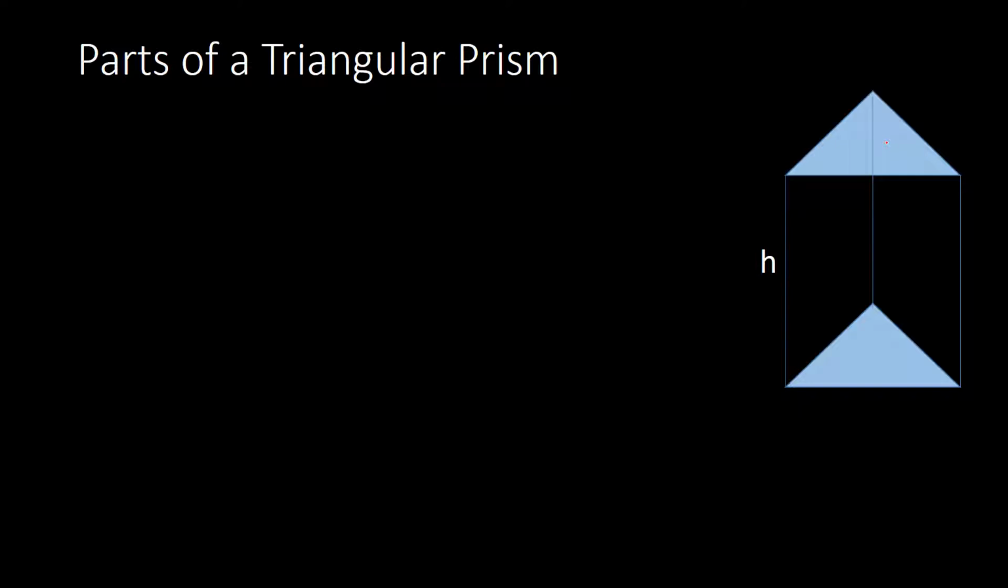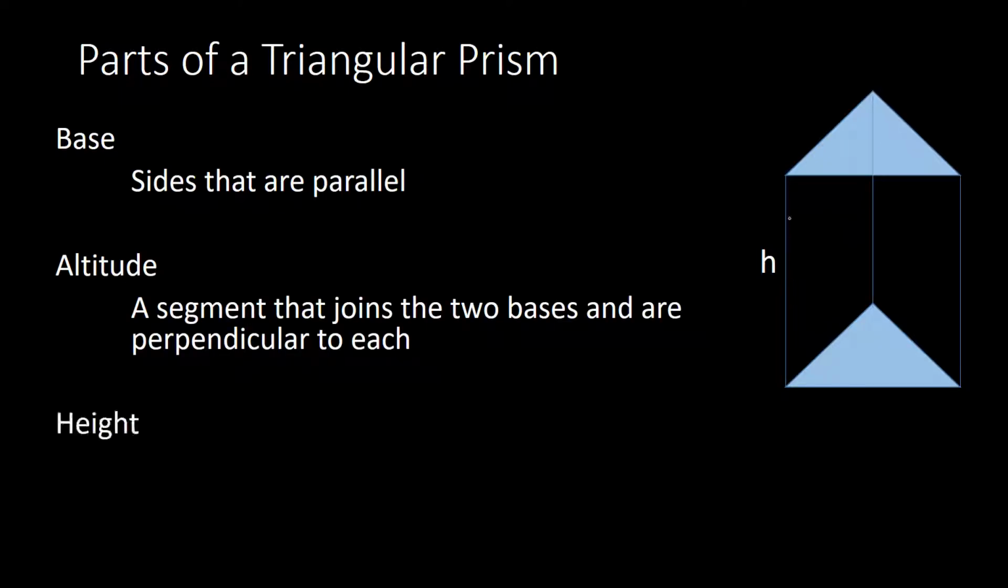For a triangular prism, the terms are the same as with a rectangular prism. We have the base, which would be the sides that are parallel, and then we have the altitude, which is the segment that connects the two bases. So right here in red would be the altitude, and the height is the length of that altitude. By the way, take note with the term base. So bases are the sides that are parallel.